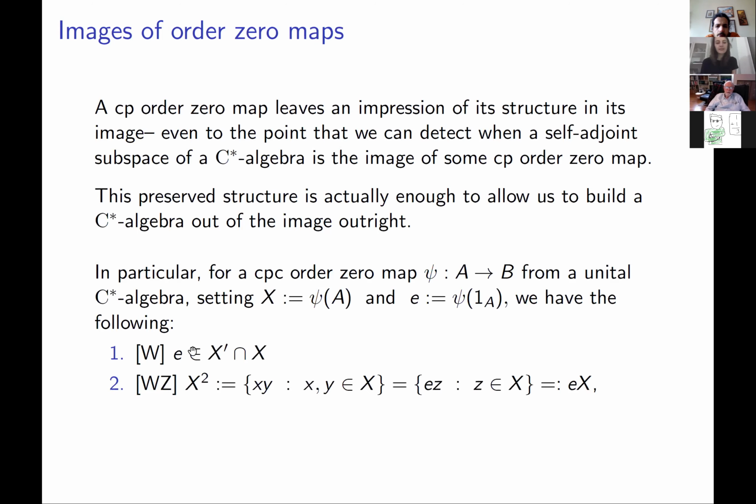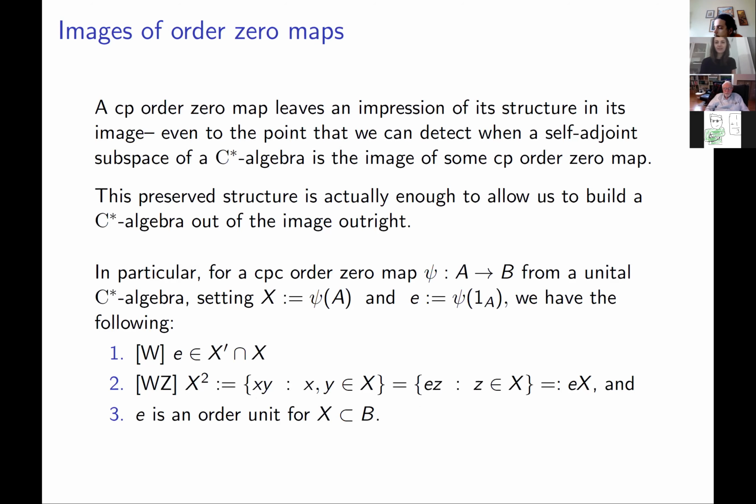Rephrasing Winter and Zacharias' theorem, we can say that the set X squared is equal to EX. So you can think of this as, for a and b in A, psi of a times psi of b is equal to psi of 1 times psi of ab. So this was multiplicative modulo multiplying by an image of the unit. And finally, E is an order unit for X inside of B.